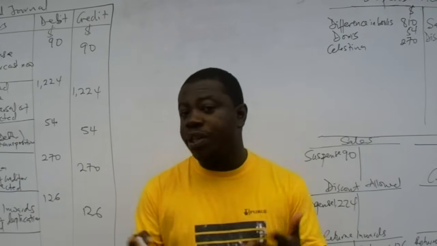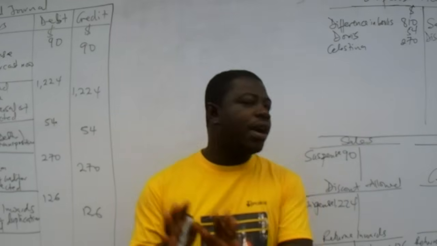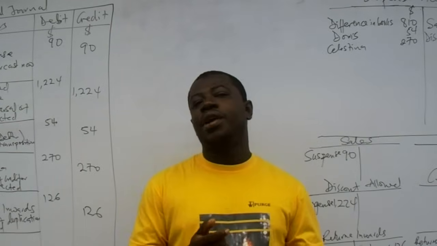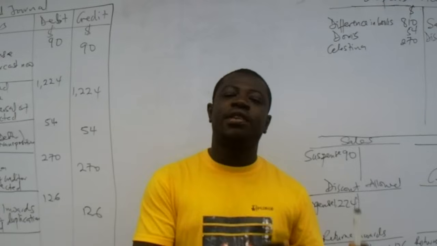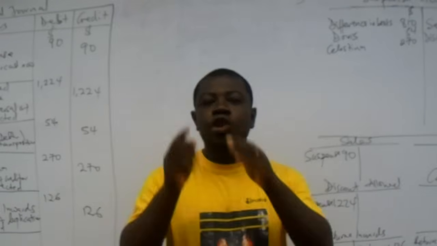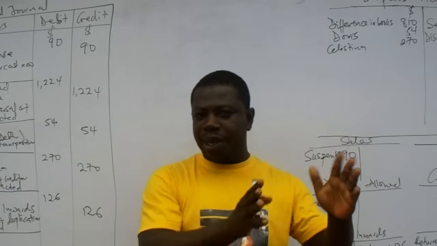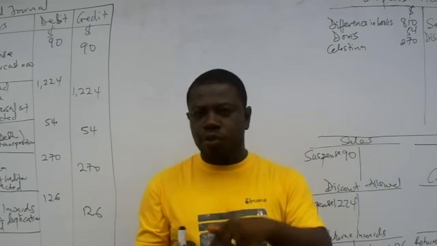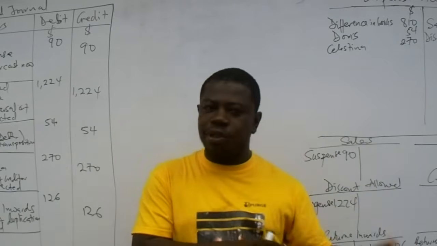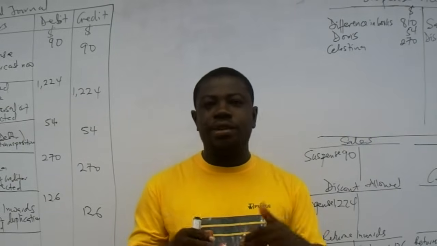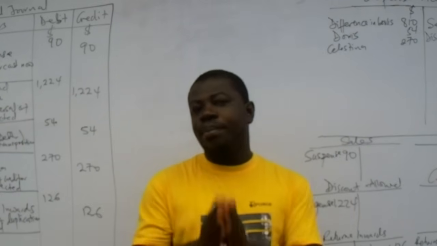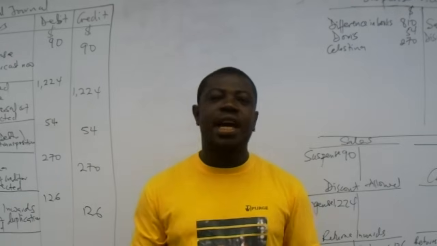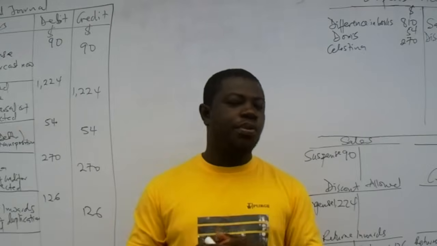This is an error of principle because the motor vehicle account is a real account. The repairs of motor vehicle account is a nominal account, even though it has appeared on the debit of the motor vehicle, because it should have appeared on the debit of repairs of motor vehicle. It is still an error that should be corrected. Mind you that this error will not affect the agreement of the trial balance. Error of principle will not affect.